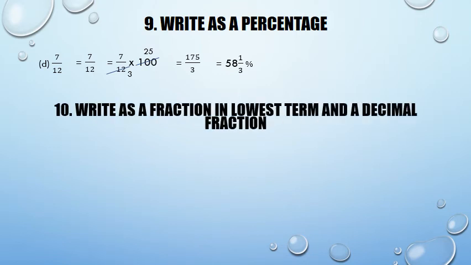Now let's come to the 10th question. Write as a fraction in lowest term and a decimal fraction. We will do the E part of this question, 3.5%. So we have to write 3.5% as a fraction in lowest term and as a decimal fraction. So first of all, let us write 3.5% as a fraction in lowest term.